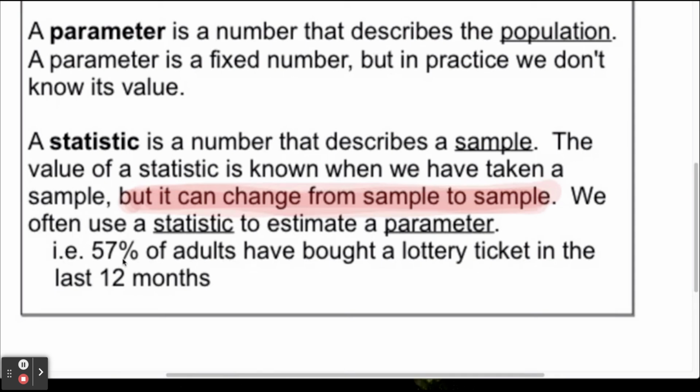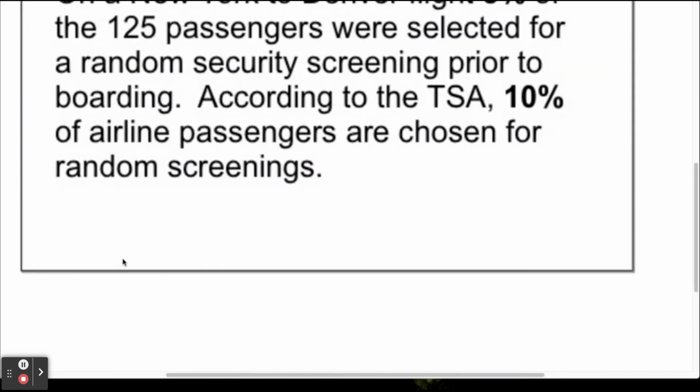That's what we've been talking about in this chapter: that's why we need to make things as fair as possible, because they can change from survey to survey, but it can't be because of bias or anything like that. So let's look at an example comparing a statistic and a parameter.